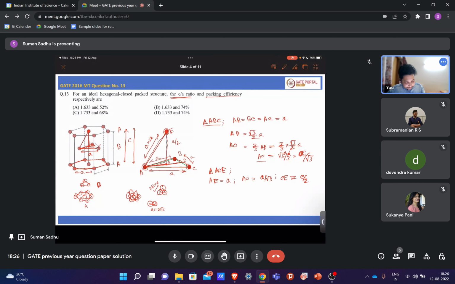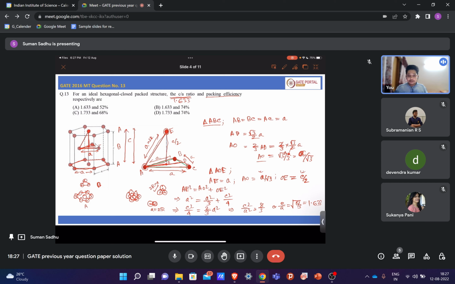Now from the Pythagoras theorem we can write AE square is equal to AO square plus OE square, which implies a square is equal to a square by 3 plus c square by 4. So c square by 4 is equal to 2/3 of a square, which implies c square by a square is equal to 8 by 3, or c by a is equal to root over 8 by 3. If you have a calculator, you can check that root over 8 by 3 is equal to 1.633. So the c by a ratio is 1.633.